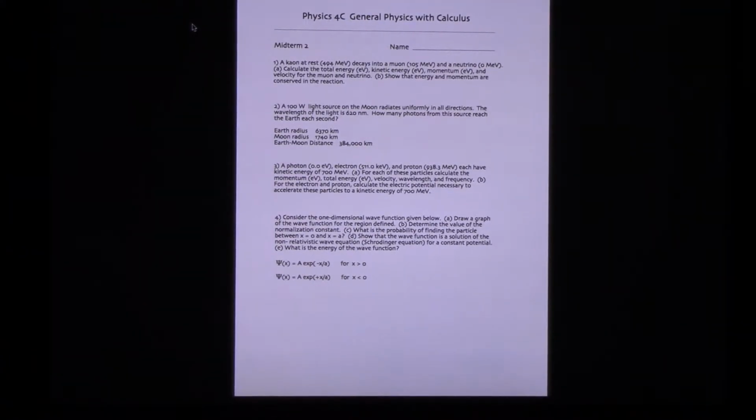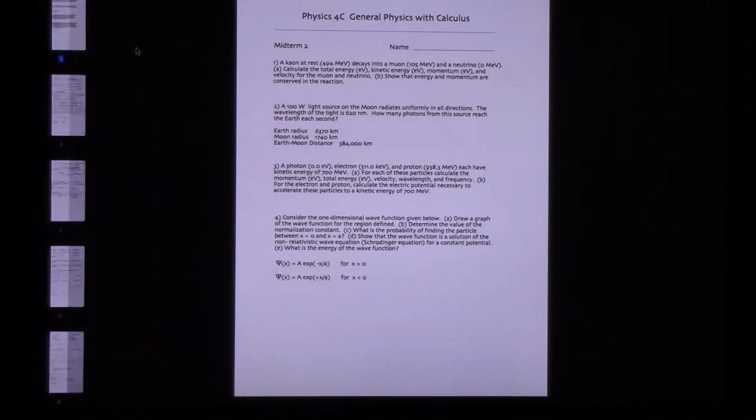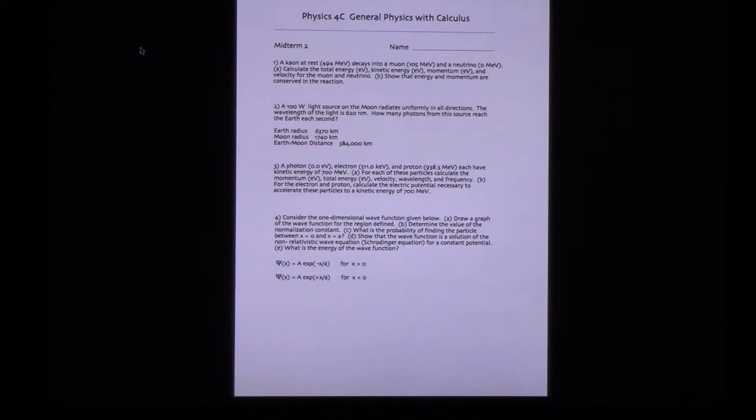Good morning. So midterm 2, it's coming right up in just a couple days here. So let's go ahead and review. Let's take a look at some of these practice problems.